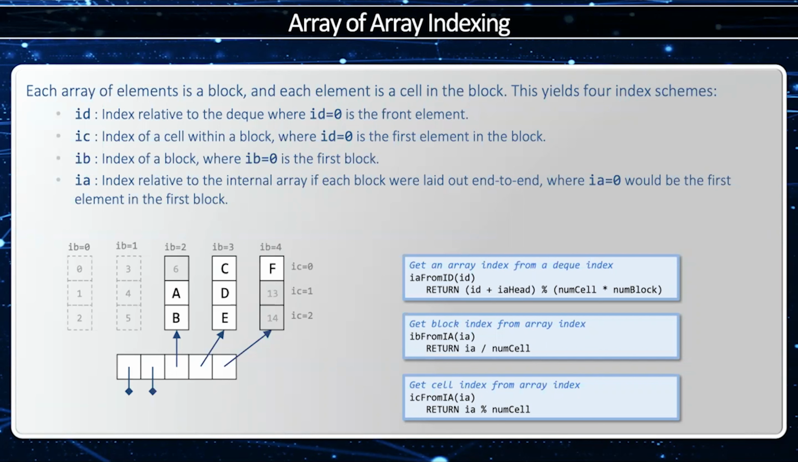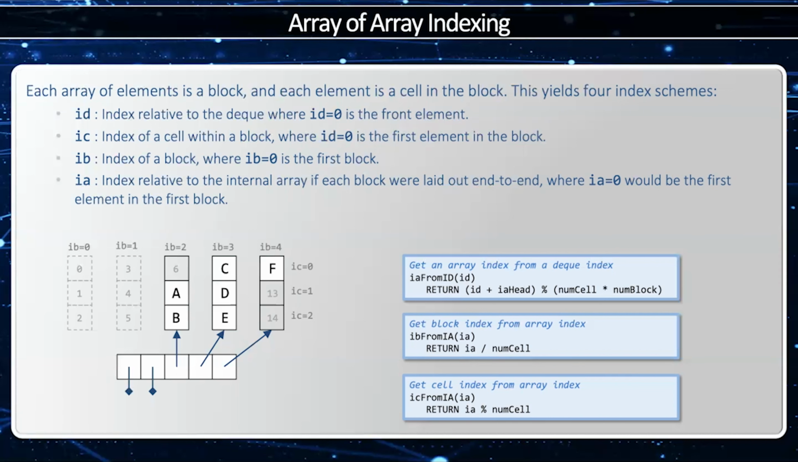IC is the index of a cell within a given block. In the example below, there are 3 cells per block, and so my indices will be 0, 1, and 2. IB is my block index. In the example below, there are 5 blocks, blocks 0, 1, 2, 3, and 4. So IB goes from 0 to 4. And finally, there is the IA, and this is the index relative to the internal array if each block were laid on end. And these indices go through 0 through 14.